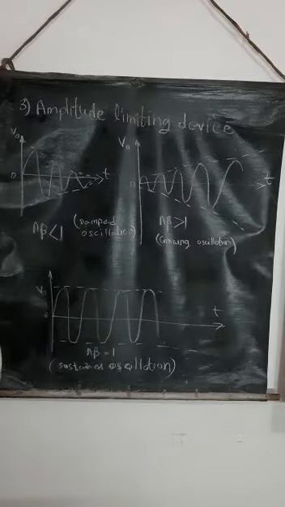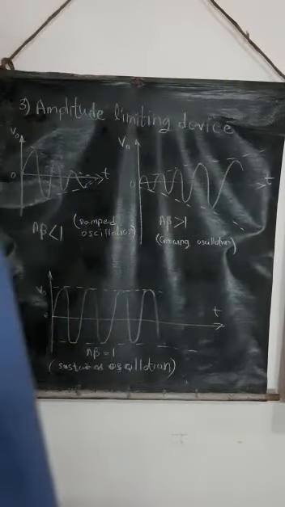Now we will see the amplitude limiting device. Third is the amplitude limiting device. It is done by both the feedback and the amplifier. The Barkhausen criteria of oscillation gives the condition for sustained oscillation. This figure shows the effect of A into beta, meaning A beta, on the amplitude of oscillation. Okay, you can see A into beta.